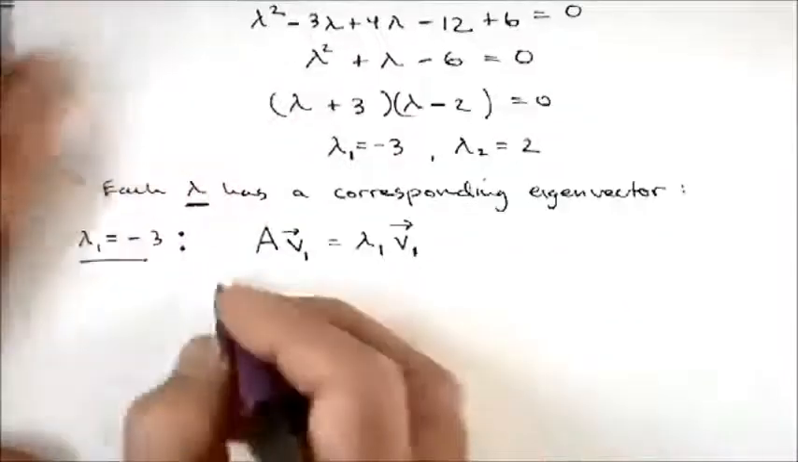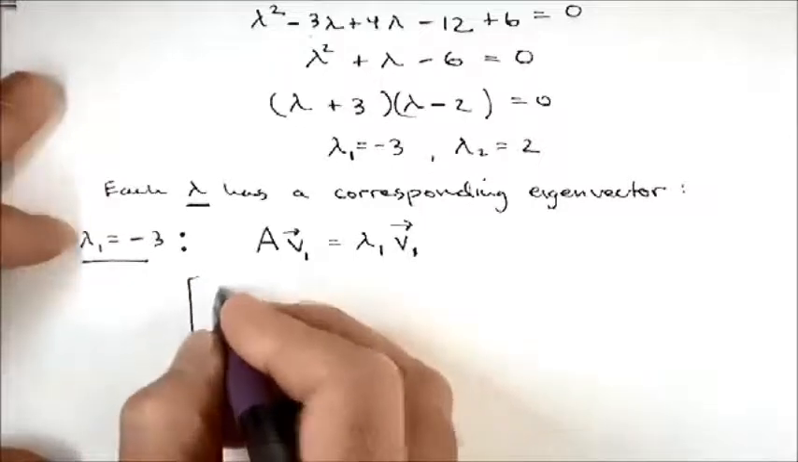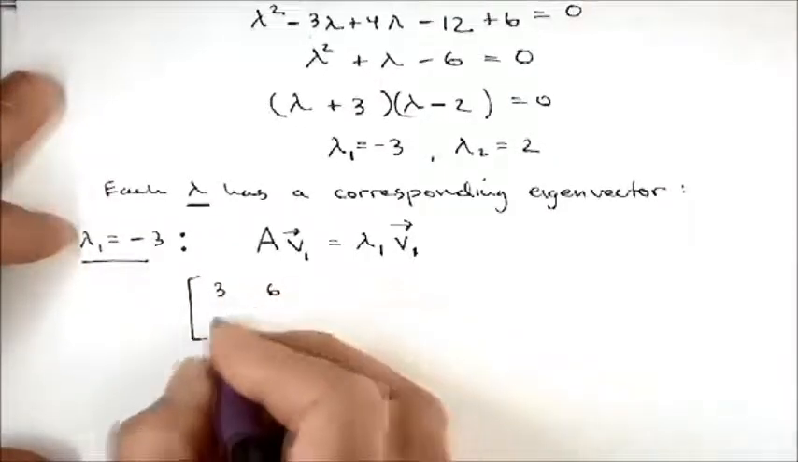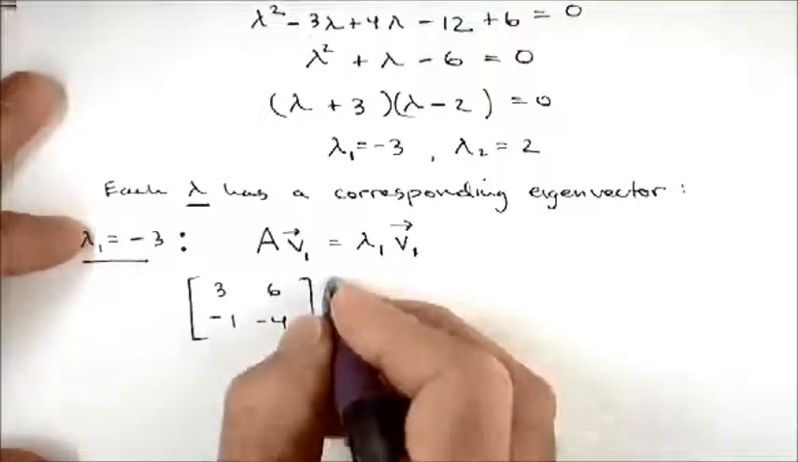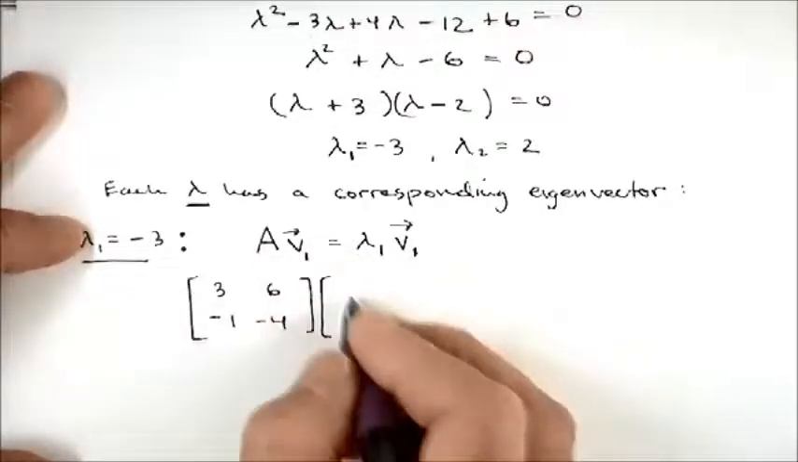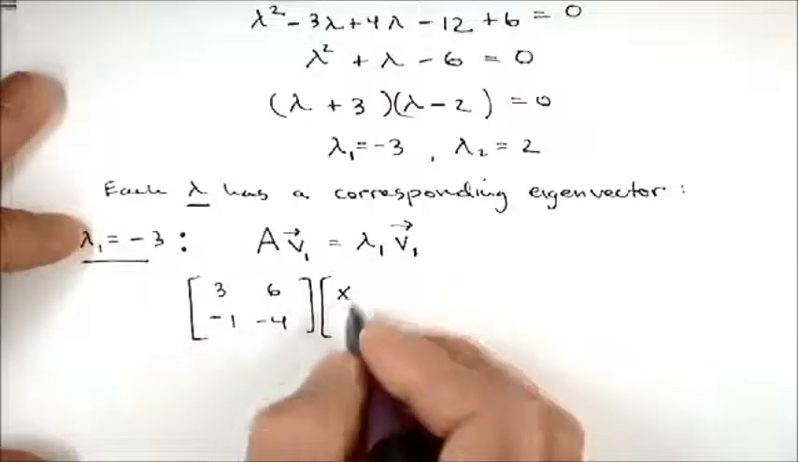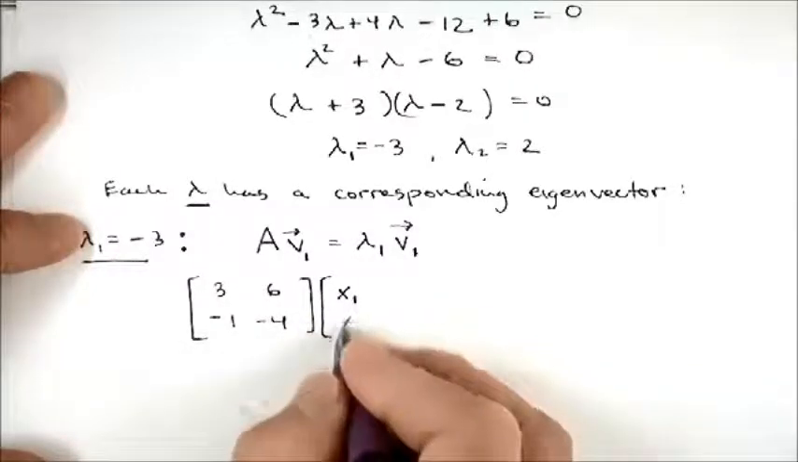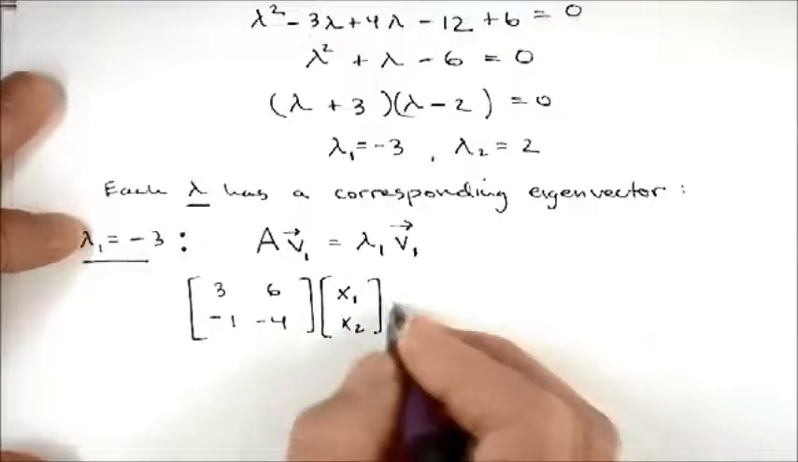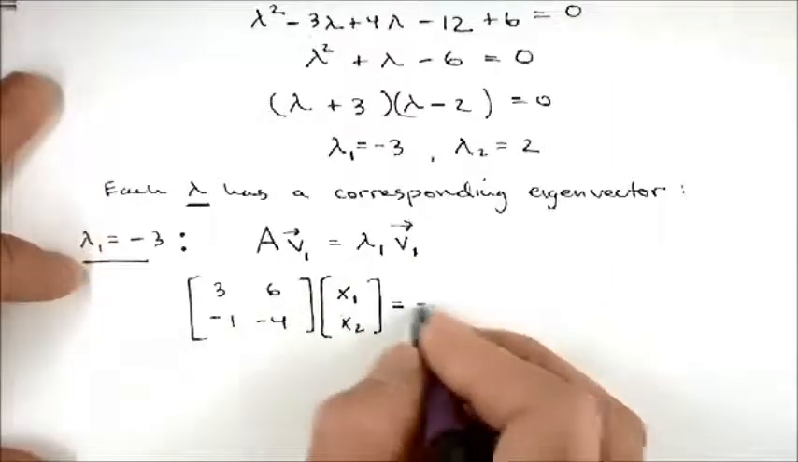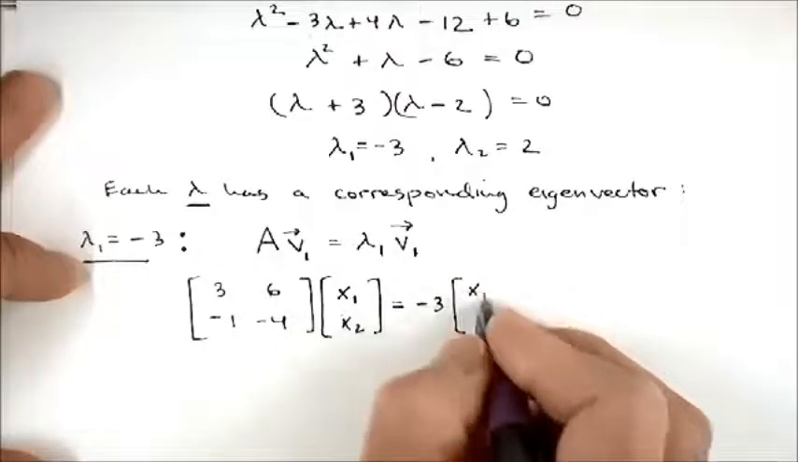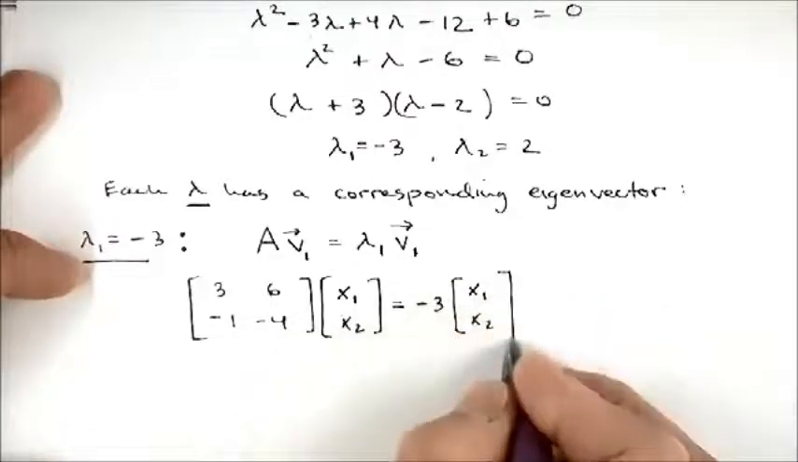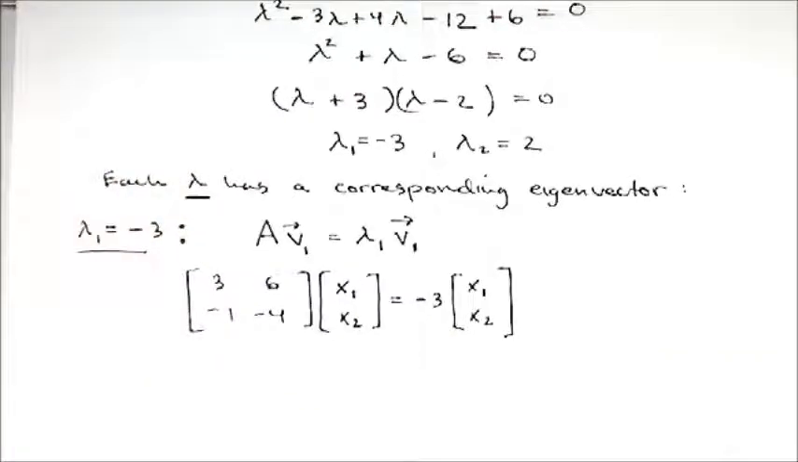In other words, if we take our original matrix A, 3, 6, -1, -4, times V1, which is what we're looking for, so we don't know what that is, we'll just call that x and y, or x1, x2. We are going to get our eigenvalue, which was -3, times x1, x2. So does this look more like how she did it? Yippee. Okay, good.